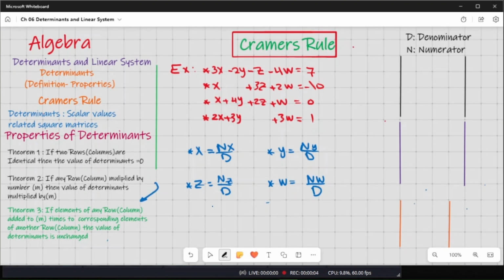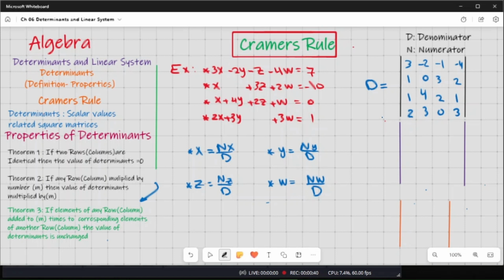Okay, determinant of d equal to the coefficients of x, y, z, and w. So we have here 3, 1, 1, 2, negative 2, 0, 4, 3, negative 1, 3, 2, 0, negative 4, 2, 1, 3.